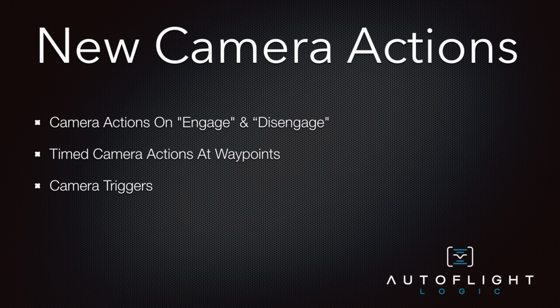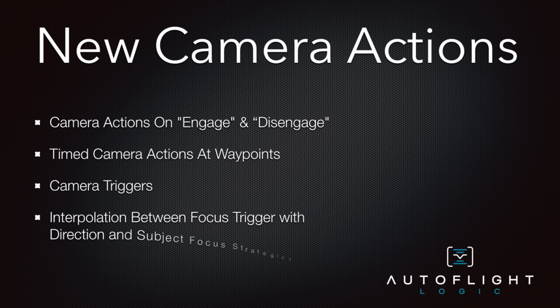In addition to the camera actions on Engage and Disengage and the camera actions at waypoints, camera triggers can now be defined at arbitrary points along the flight path. Each camera trigger specifies a specific camera action that will be activated when the camera reaches that camera trigger point. Fourth, interpolation between focus triggers with direction and subject focus strategies. This capability creates smooth transitions between the various focus strategies as the quadcopter moves from trigger point to trigger point. And I'll explain this more when we get to the how-to section.